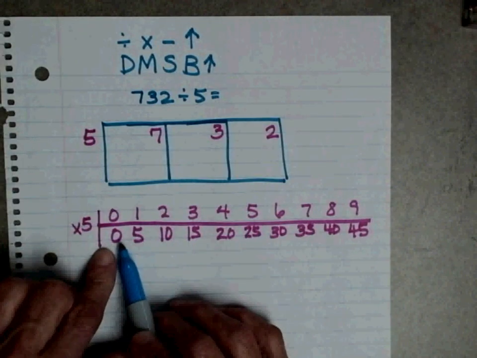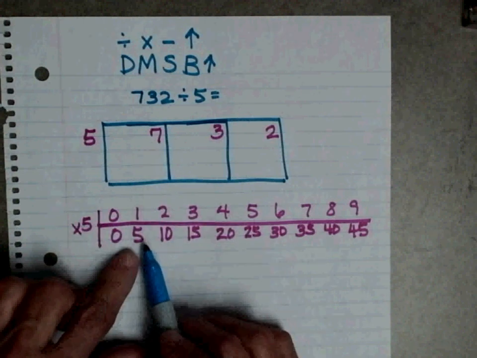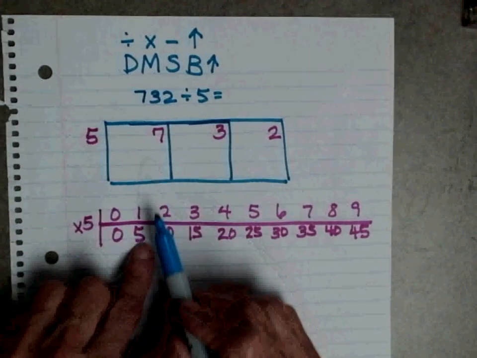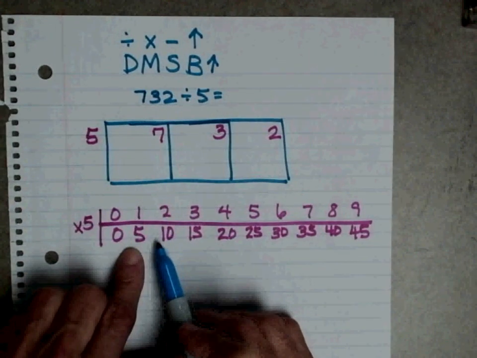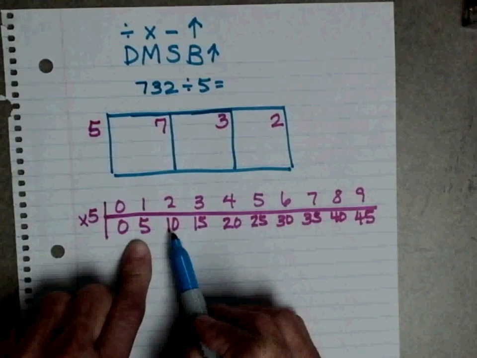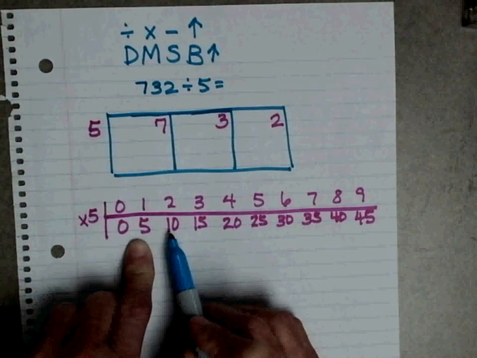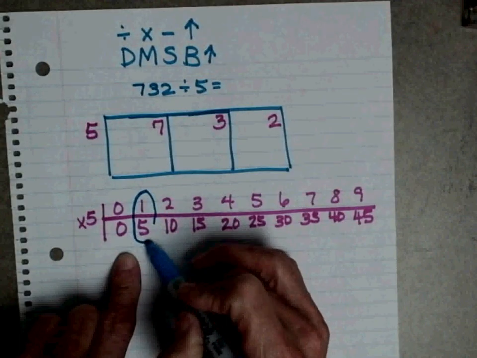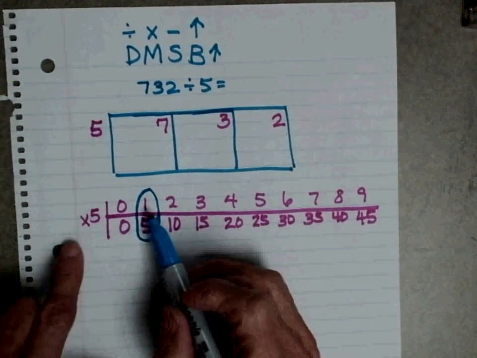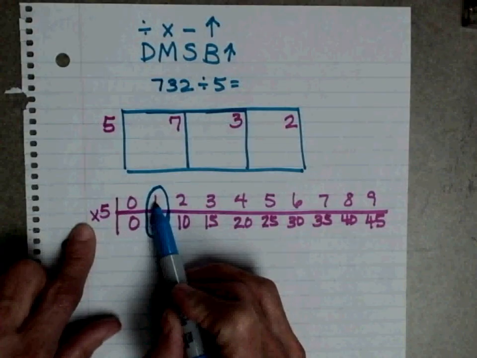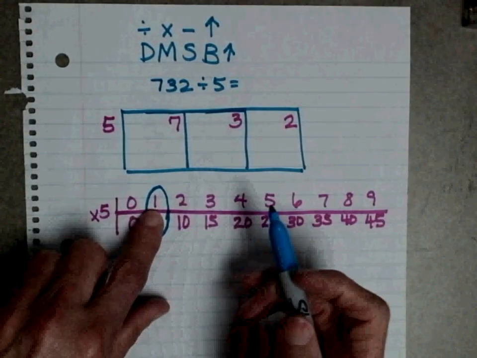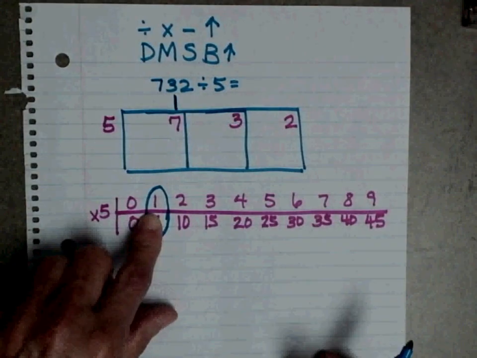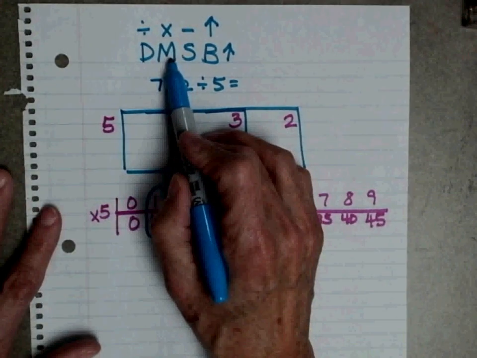And here I have 0, that's close to 7. 5 is close to 7. 10 is close to 7. 7 is actually closer to 5 and 10, but I know that I need a just right number, and 10 is not. It's too big. So 5 is the just right fit. And how many groups of 5 can we make out of 7? We can make 1 group. That 1 right there goes above the line. That's called your quotient.